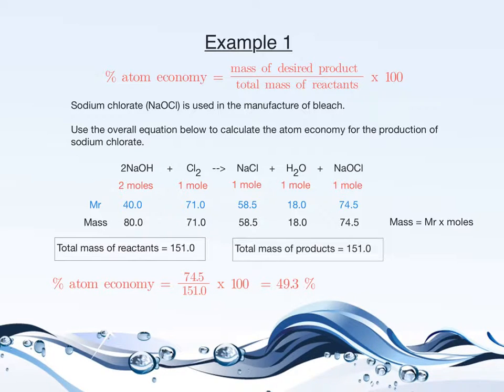Then check what precision you should be giving your answer to. The data we have been using here is MR data, which is all to a minimum of 3 significant figures. Therefore, our answer should also be given to 3 significant figures. For this particular reaction, 49.3% is the amount or proportion of the reactants which have been converted into useful products. Therefore, the remaining 50.7% is waste.